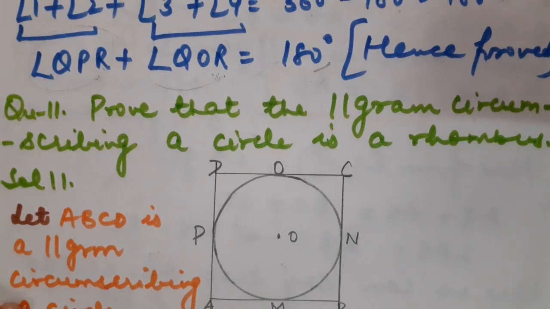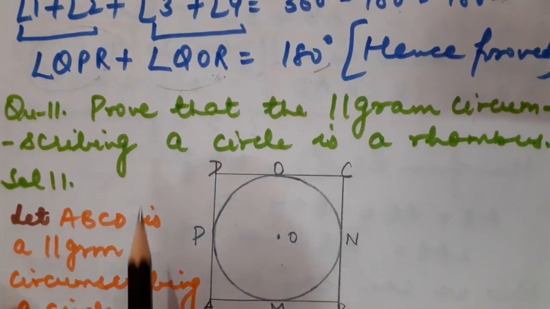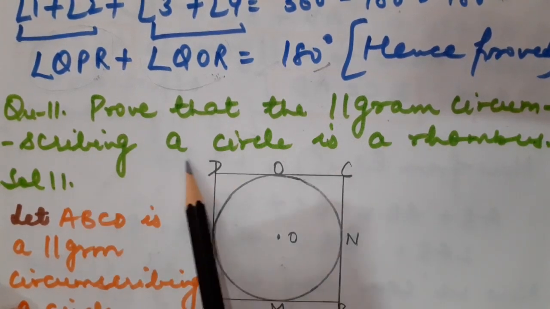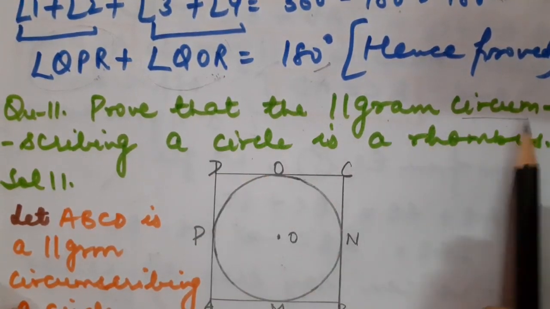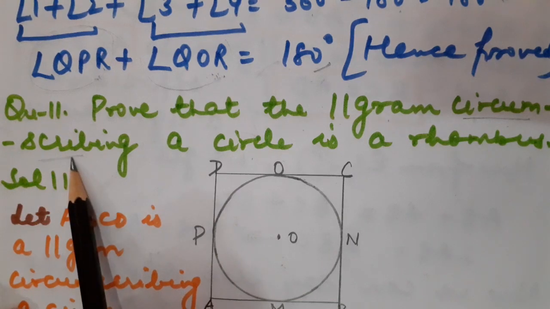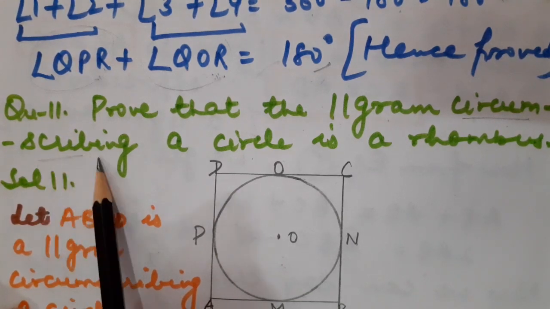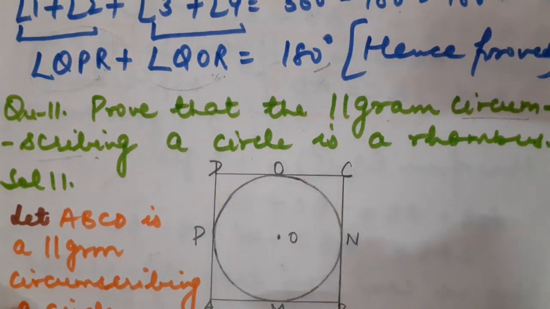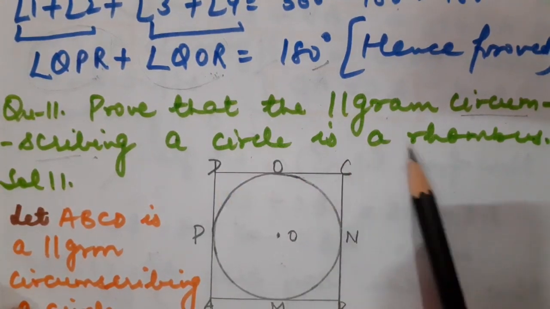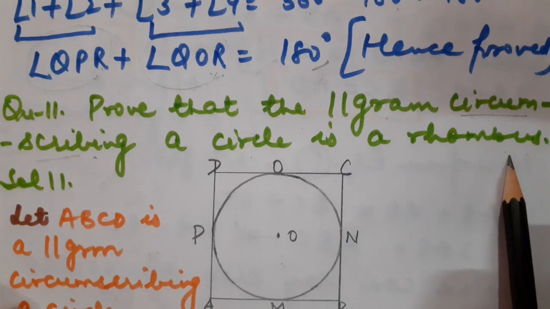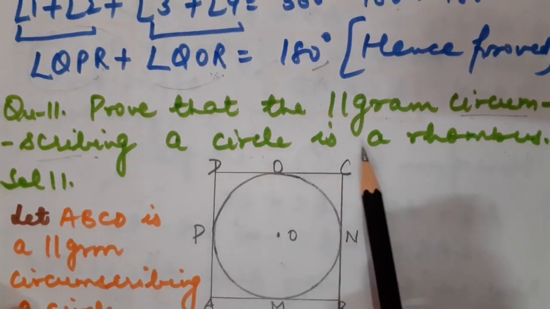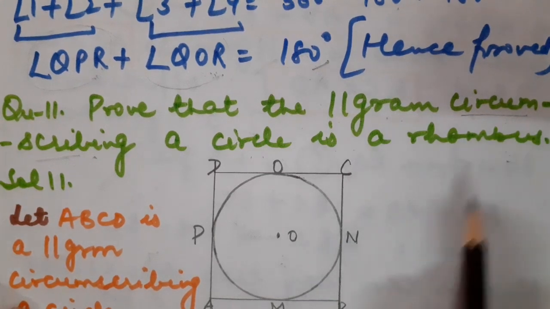This is question number 11. Most important question it is. Prove that the parallelogram circumscribing a circle. Yesterday only I explained you. What do you mean by circumscribing? That is covers a circle. It means circle must be made inside the parallelogram. Okay. Is a rhombus. This we have to prove that a parallelogram circumscribing a circle is always a rhombus.